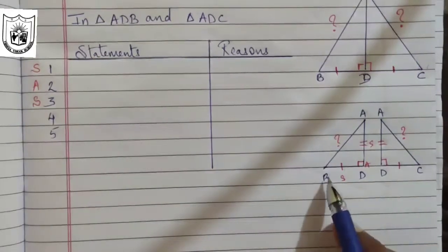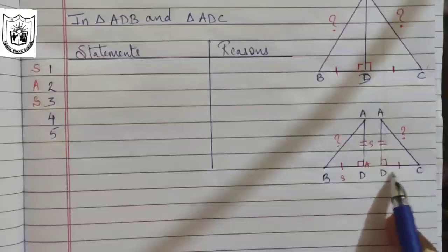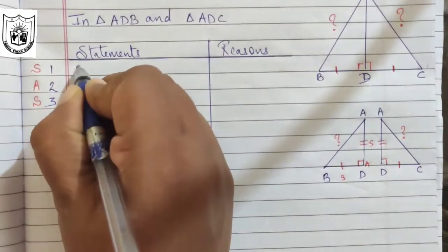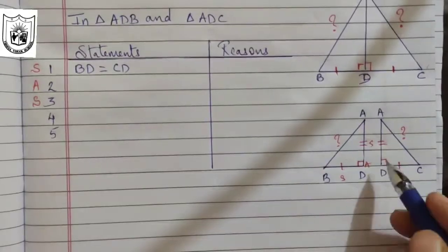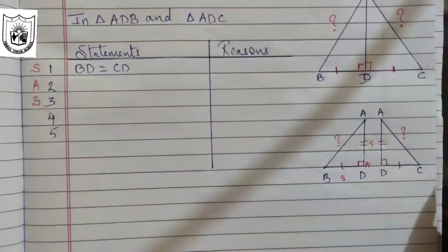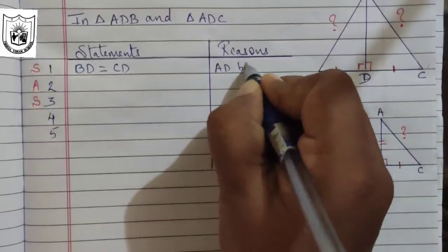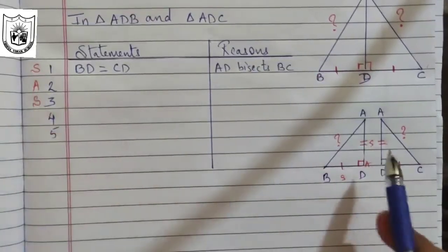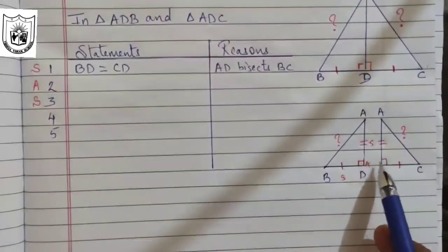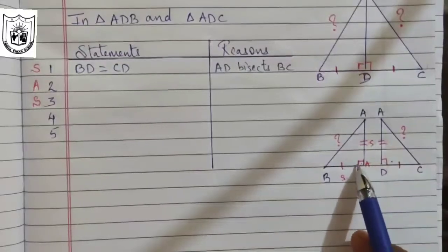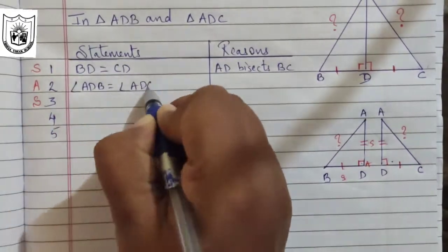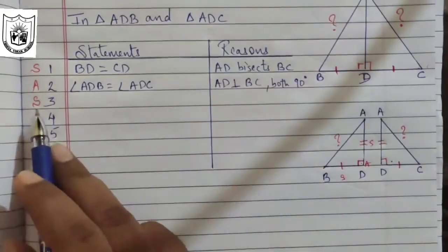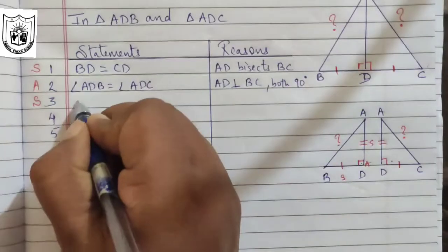So the first side here, it will be BD and CD, that is equal. What will be the reason here? Because AD is the bisector of BC. Next we have angle. So these two angles are perpendicular, so it is understood that they measure 90 degrees. And the next side is the common side.